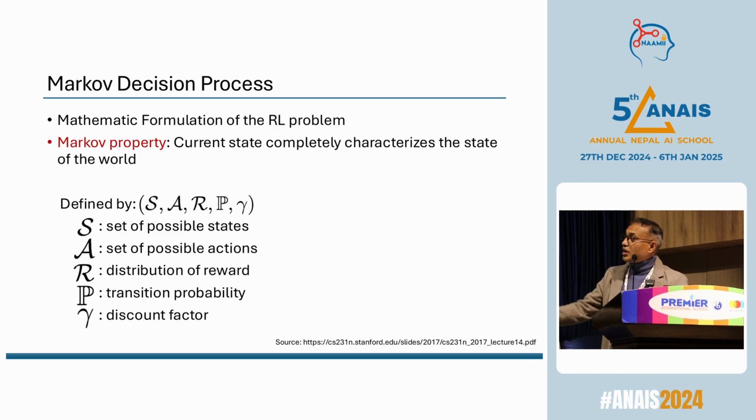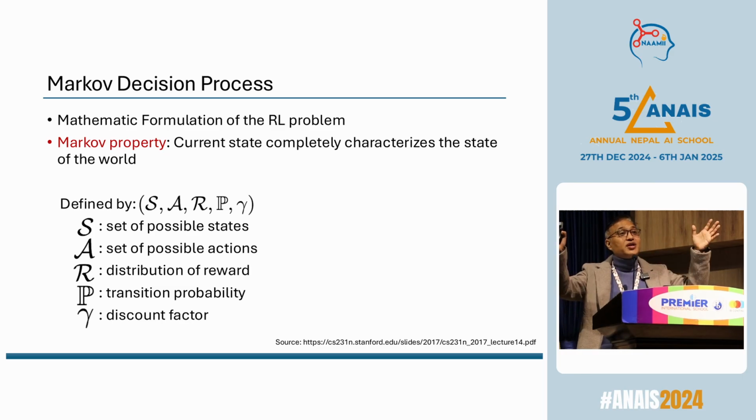So an MDP is defined, as I already mentioned, with 5 elements. It is a tuple of 5 elements: S, A, R, P, and then gamma. S is the set of possible states. Now you can think of the game Go, and you can imagine how many states there will be with a simple Go.